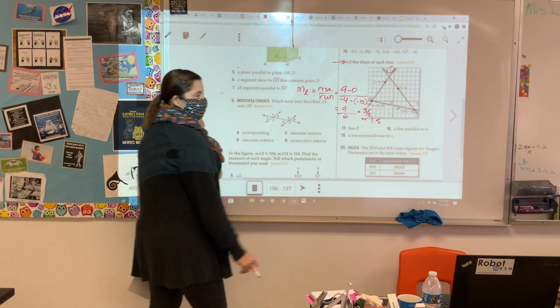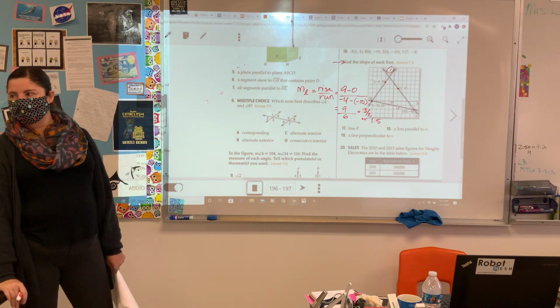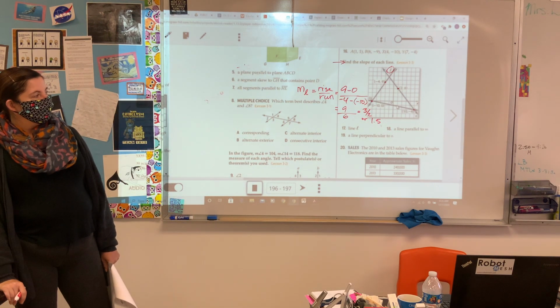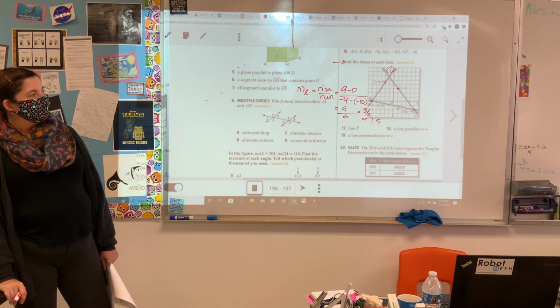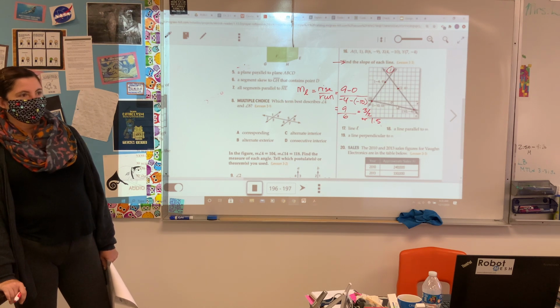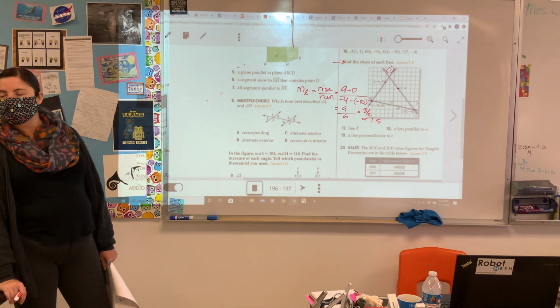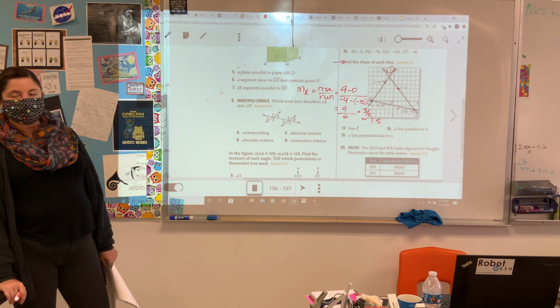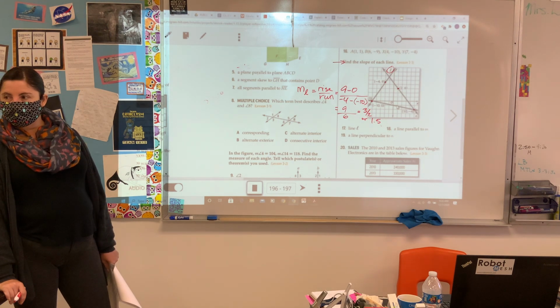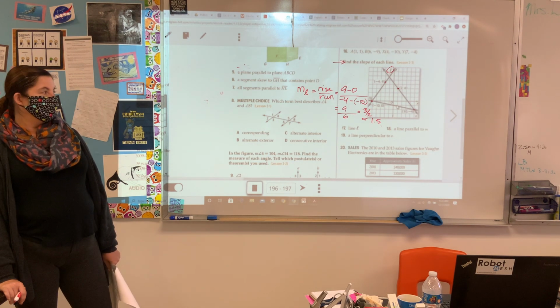How am I going to determine 18 from what we have right now? How can I find a line that's parallel to M if we don't have any other lines that are parallel to M? We'll make our own line. Do you understand what they're asking? I don't. You don't? I don't know.